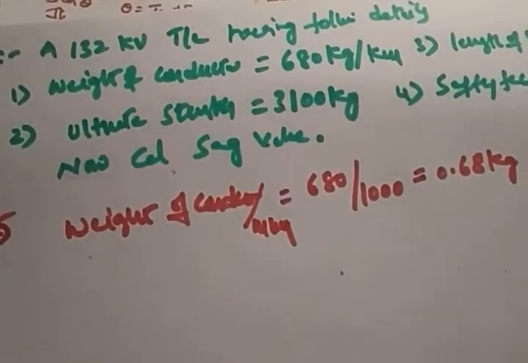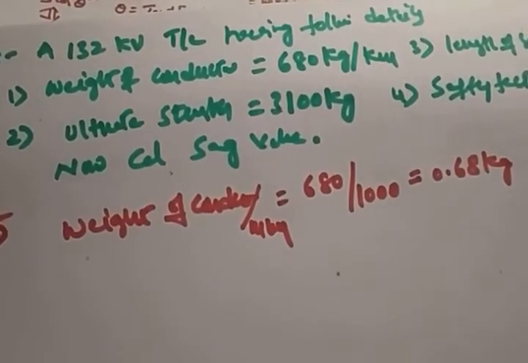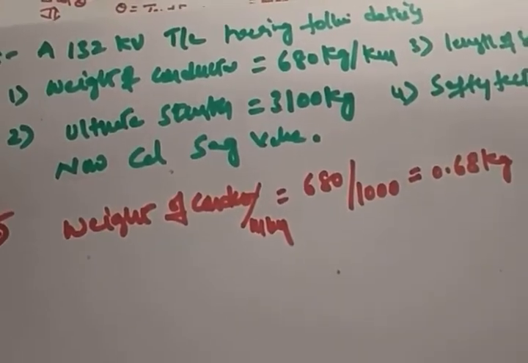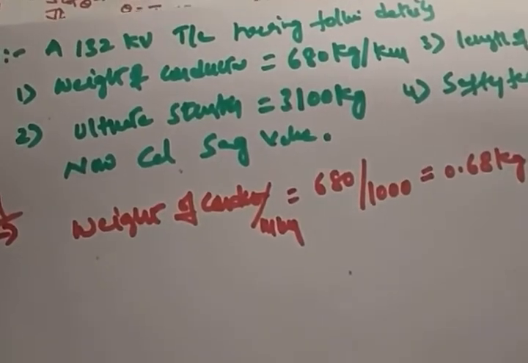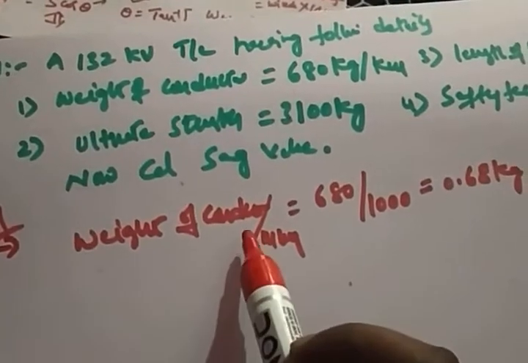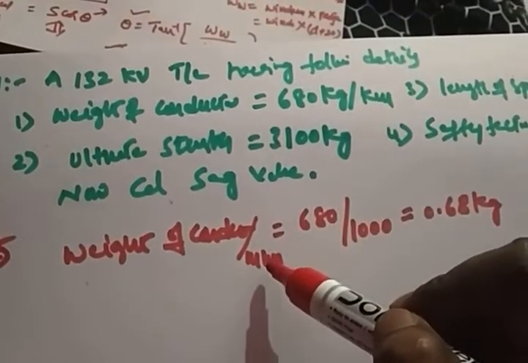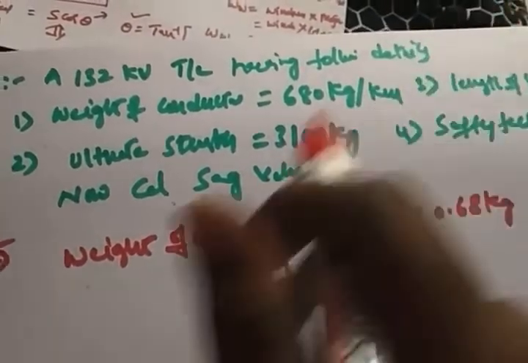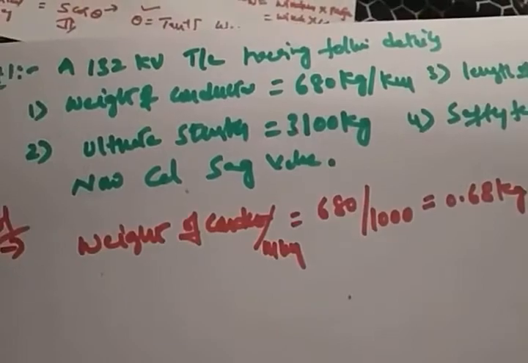The conductor is a long line, so definitely you won't directly calculate throughout the length. So you have to specify the per unit value. That means per unit you have to calculate. So the weight of the conductor per unit, here 1 kilometer is there, you have to specify per meter. 1 unit means kilometer, 1 unit and a meter, right? So 0.68 kg is given.